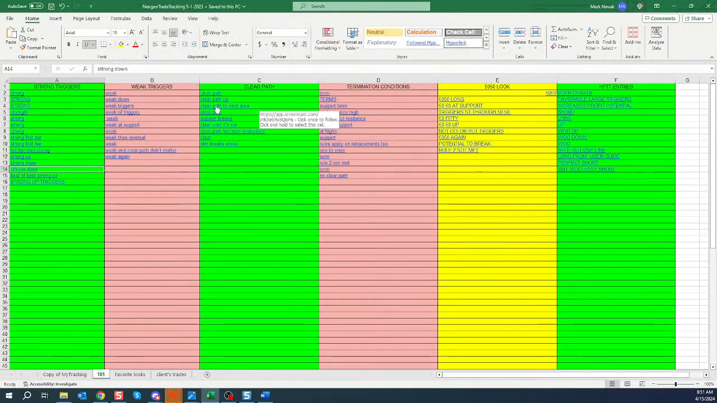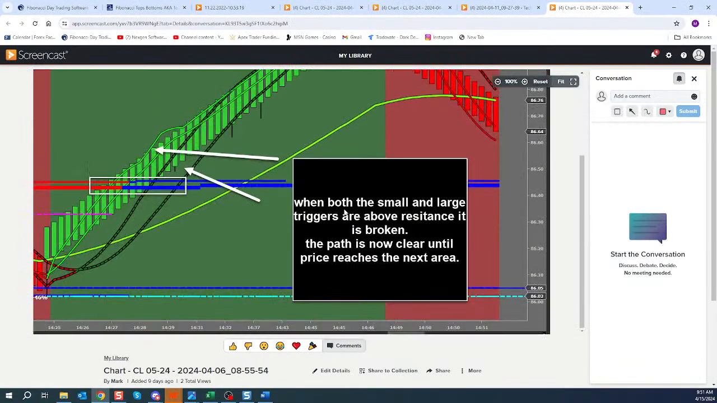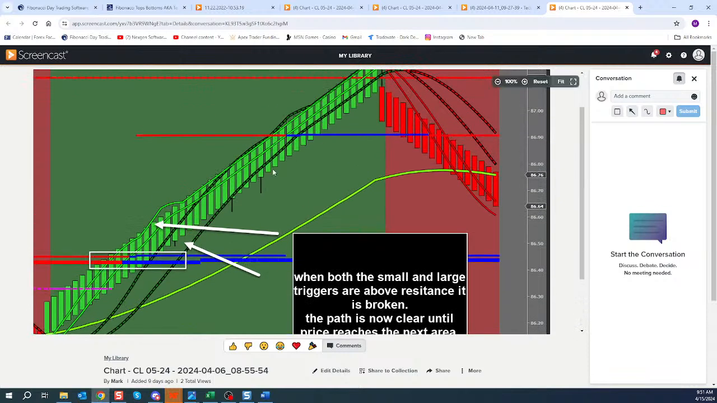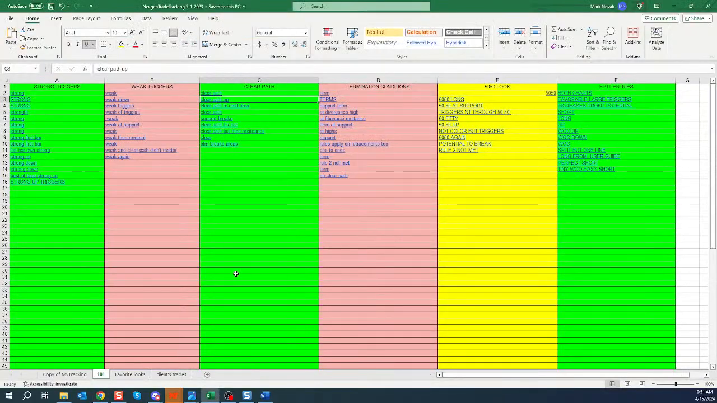And then since you're looking for a clear path initially, let's talk about the clear paths. Let's talk about both small and large above the area. Look at it at broken. The path is clear until it reaches the next area. And it's okay to not find a trade in the first day or two. And then you're going to look for the entries, right?